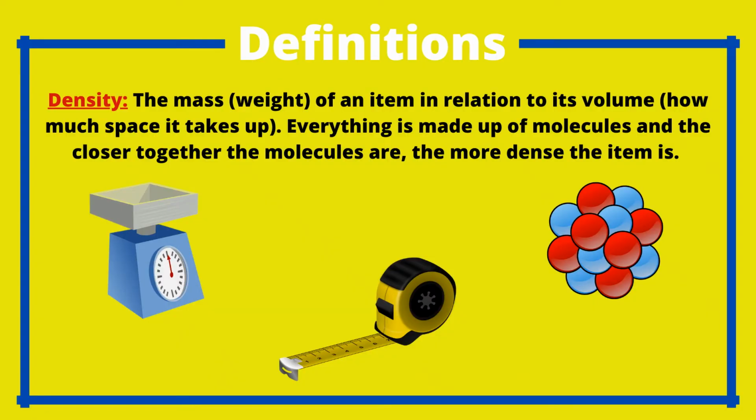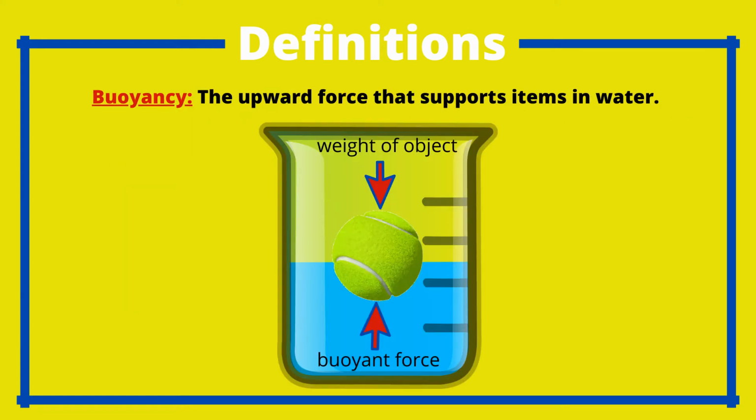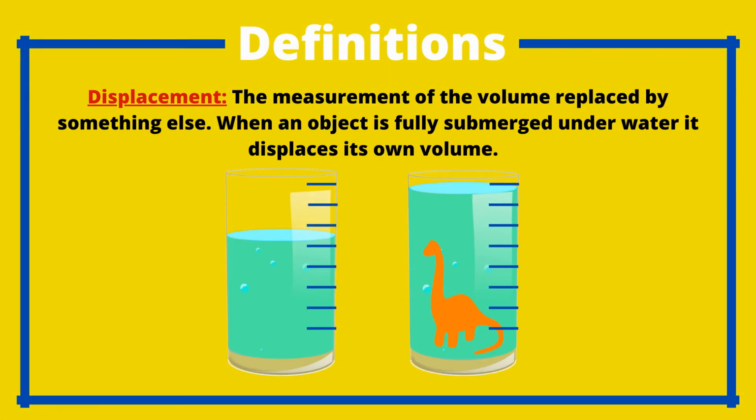First, let's review some words. Density: the mass or weight of an item in relation to its volume, how much space it takes up. Everything is made up of molecules, and the closer together the molecules are, the more dense the item is. Buoyancy: the upward force that supports items in water. Displacement: the measurement of volume replaced by something else. When an object is fully submerged underwater, it displaces its own volume.